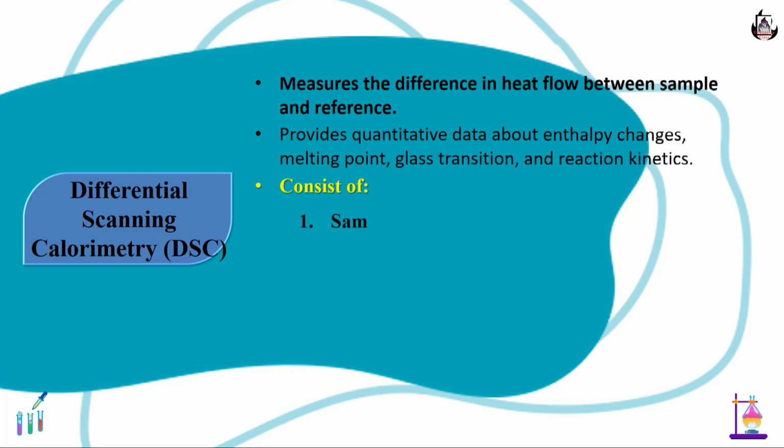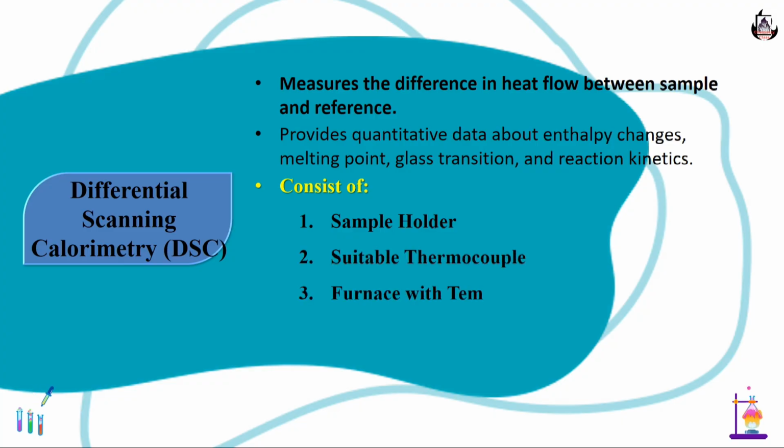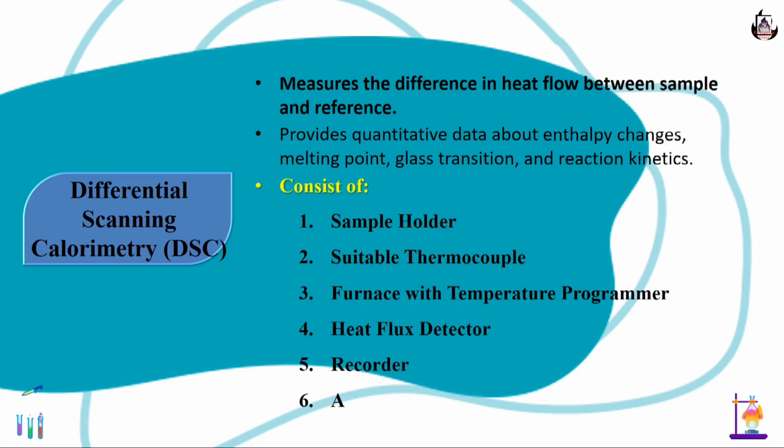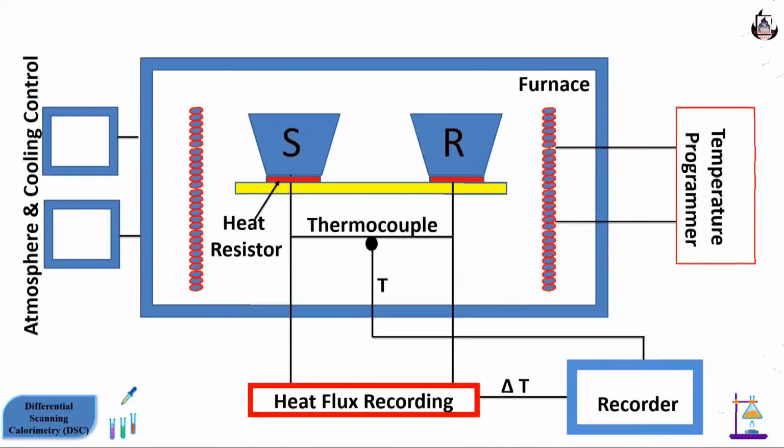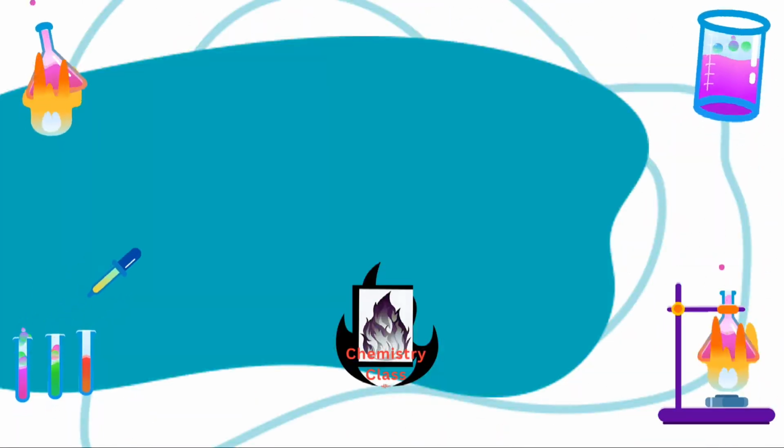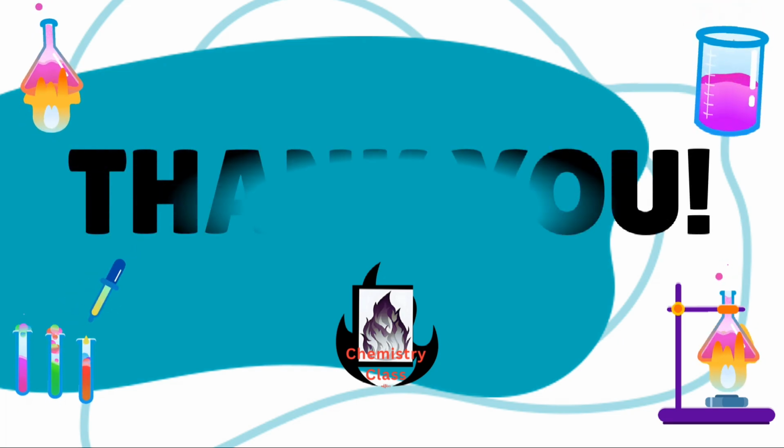A typical DSC instrument consists of sample holder, suitable thermocouples, furnace with temperature programmer, heat flux detector, recorder, and atmosphere and coolant control. All the parts of DSC you can see on your screen. That's the introduction to thermal methods and its types.